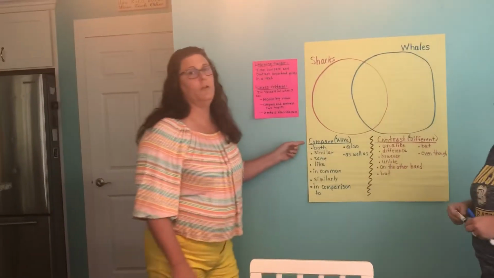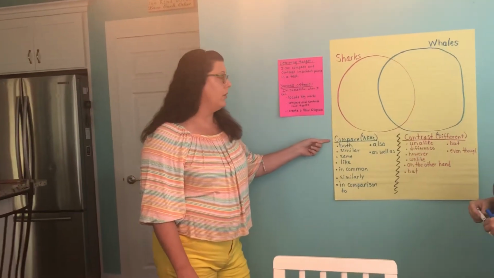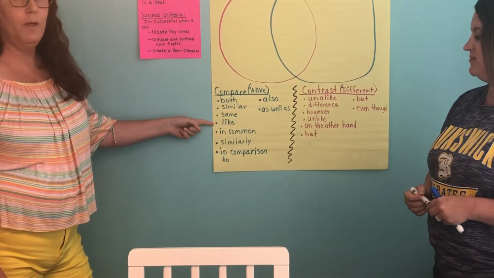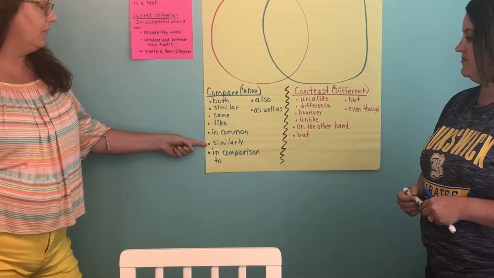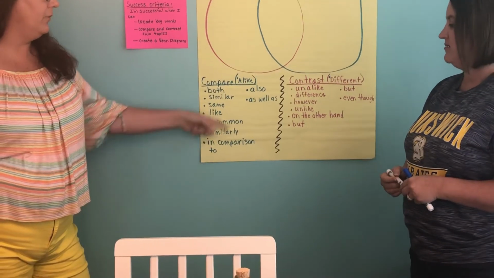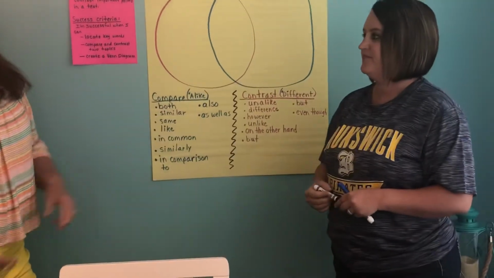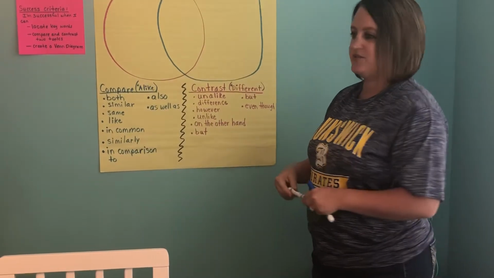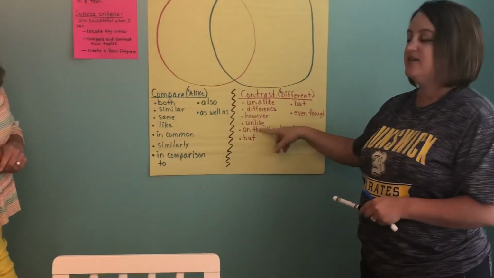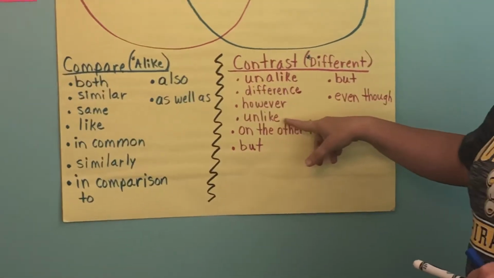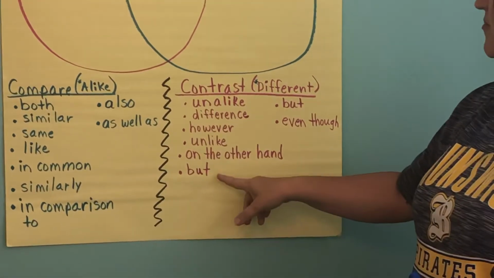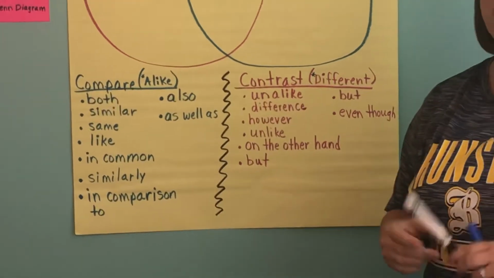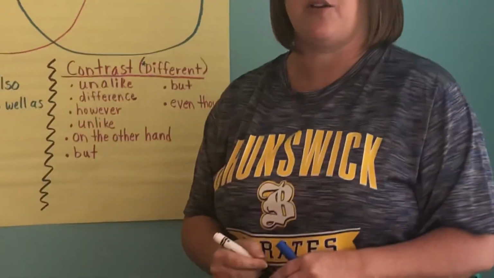When you're comparing two things, that means that the two topics are alike. Some keywords are both, similar, same, like, in common, similarly, in comparison to, also, and as well as. When you're contrasting two things, you're telling how they are different. Some of our keywords are unlike, difference, however, on the other hand, but, and even though. I've got unlike twice, sorry.